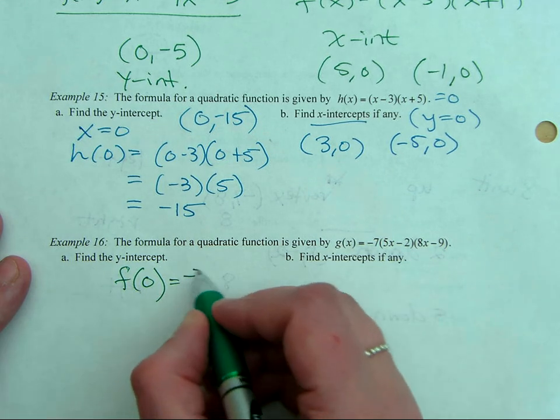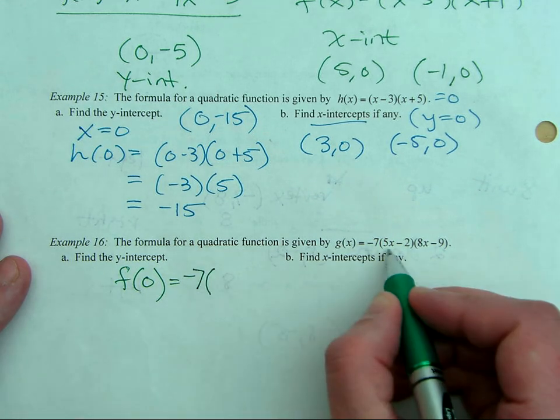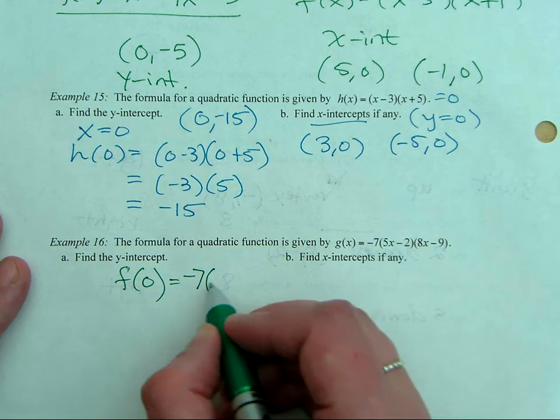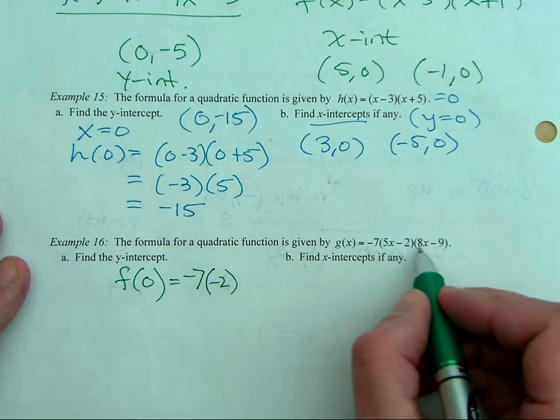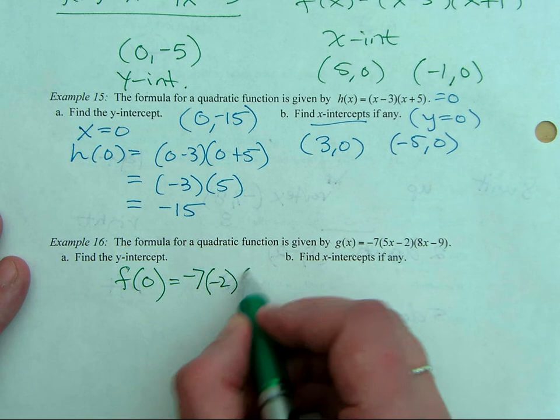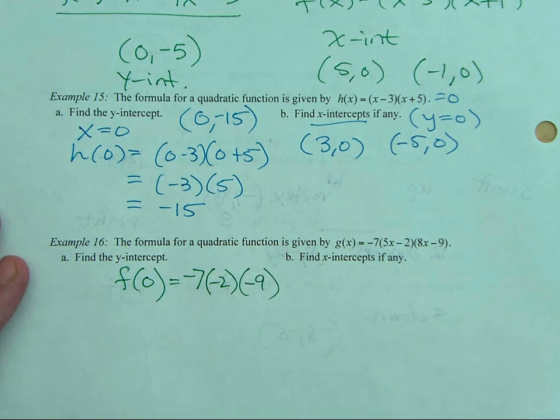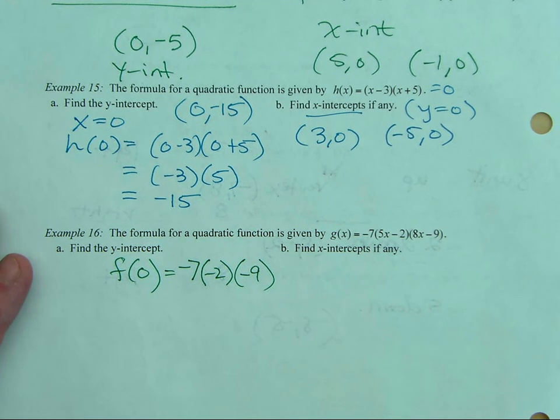So you get negative 7 times 5 times 0 is 0, so that's negative 2. 8 times 0 is 0 minus 9. Do you see? I know I'm skipping a few steps here, but do you kind of get where I'm going to? Did I lose you? Okay, now if I multiply all of that together, what do you get?